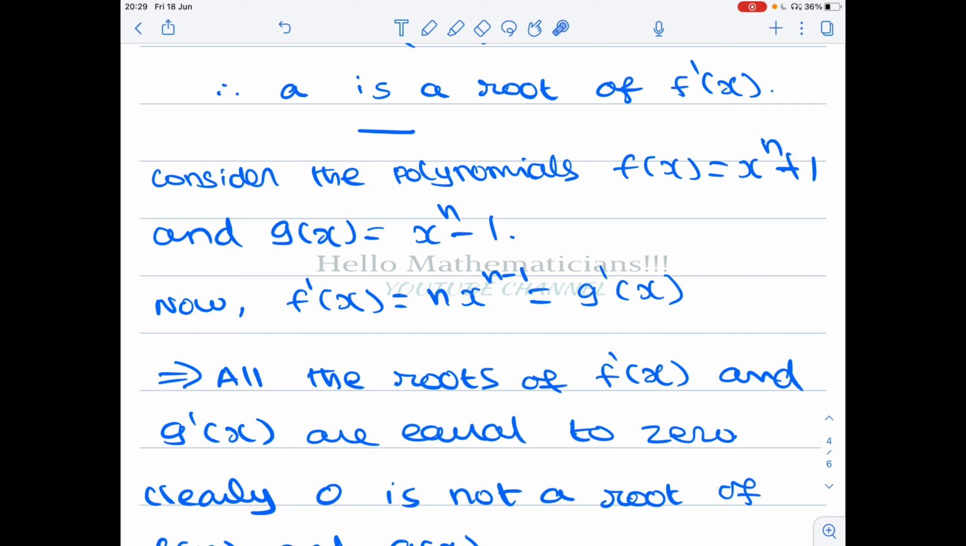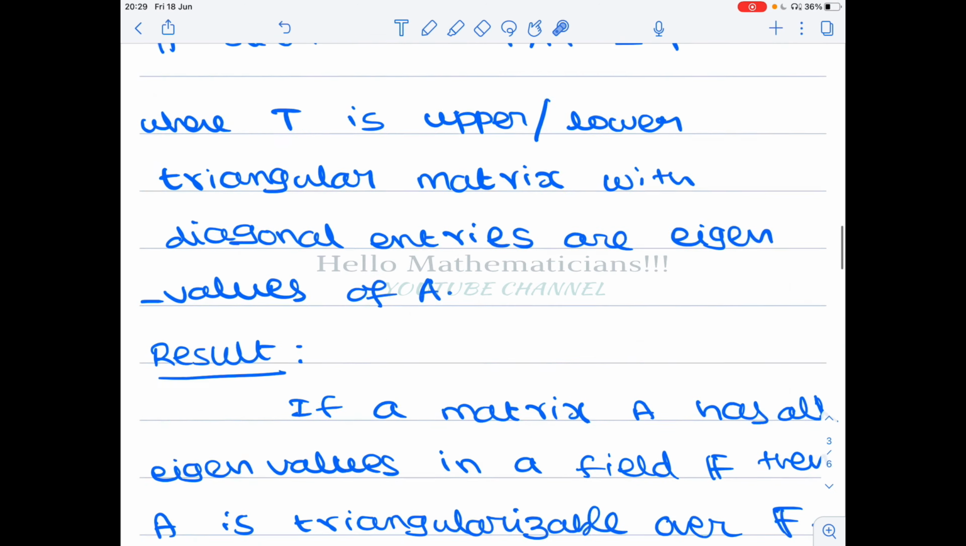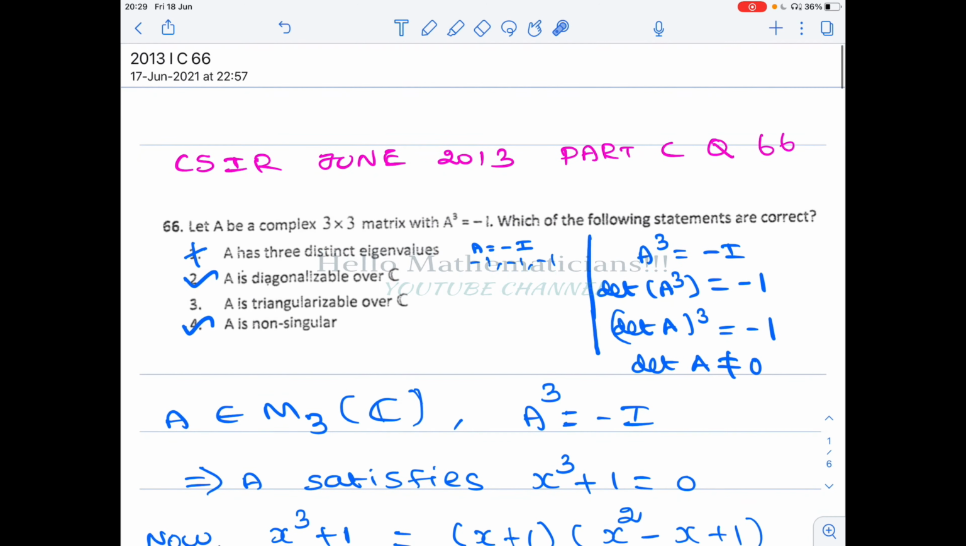Therefore any matrix satisfying this polynomial or this polynomial has to be diagonalizable over C, and the matrix order is irrelevant. Whatever the matrix order, 100 by 100, 1000 by 1000, if it satisfies some polynomial like x power 5 plus 1, then that matrix has to be diagonalizable over C. Okay, that is our conclusion. I hope you understand the more general result regarding matrices satisfying this condition.